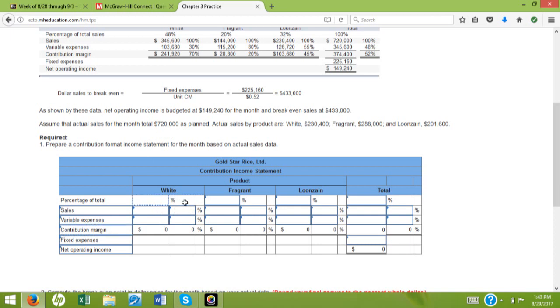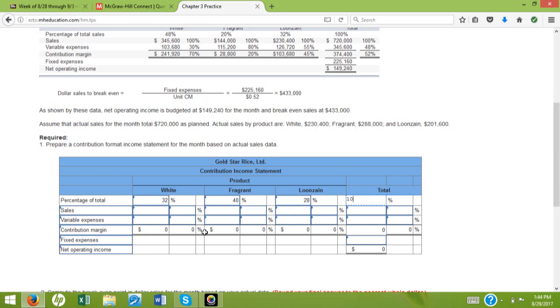Okay, 32% of the sales are white rice. So I just took the amount of sales of white rice, divided it by the total sales altogether. And so fragrant rice is $288,000, divided by $720,000 is 40%. And the same for lunzane is $201,600 divided by the total of $720,000, and that comes to 28%.